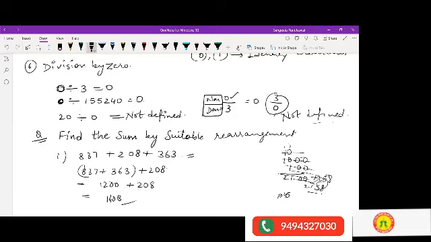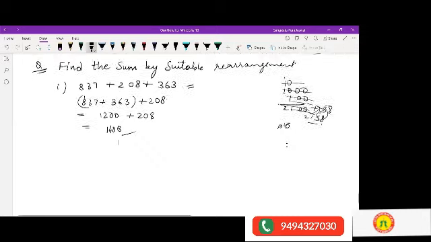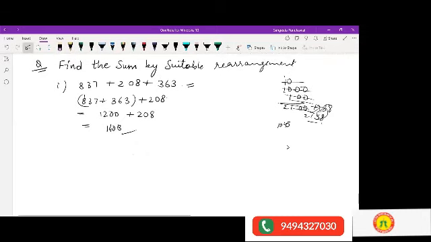Okay, good. Now I'll give you one sum to multiply by suitable rearrangement. So this is 2 into 1768 into 50. Now, what do you think? What suitable arrangement will we find so that our multiplication becomes easy?